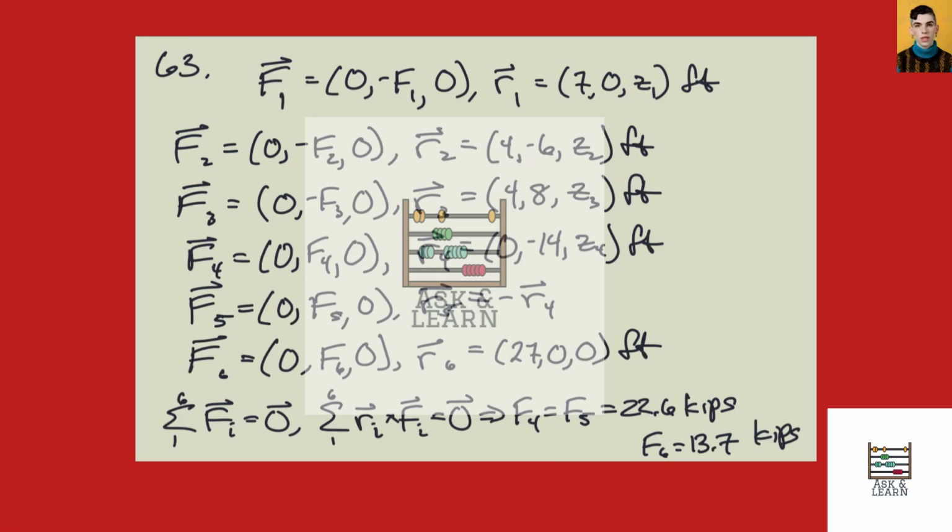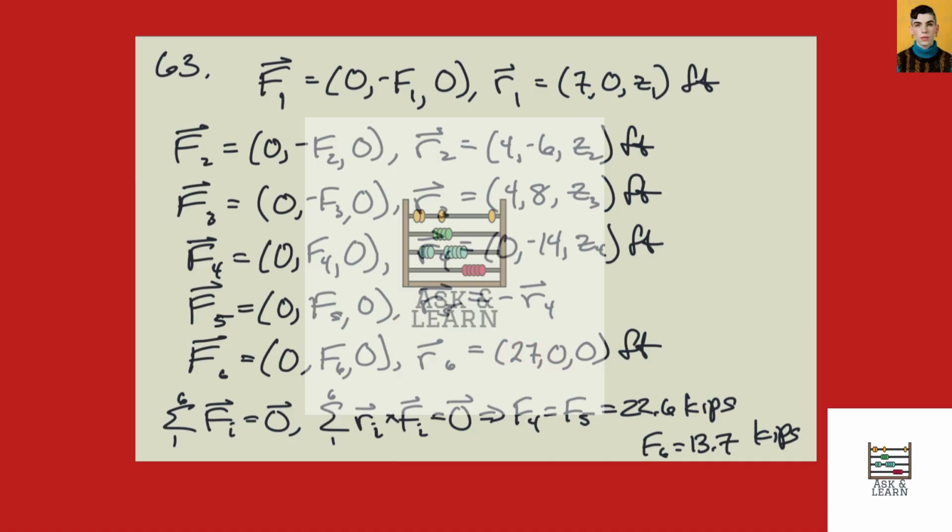Then we have the reaction forces. This is a reaction force at y equals minus 14, so that would be the reaction force at D, at wheel D. And then here's the reaction force at wheel E, and it's just on the opposite side, again along the y-axis. And then we have the reaction force of the front tire at F, and it is 27 feet in front of the origin in the x direction.